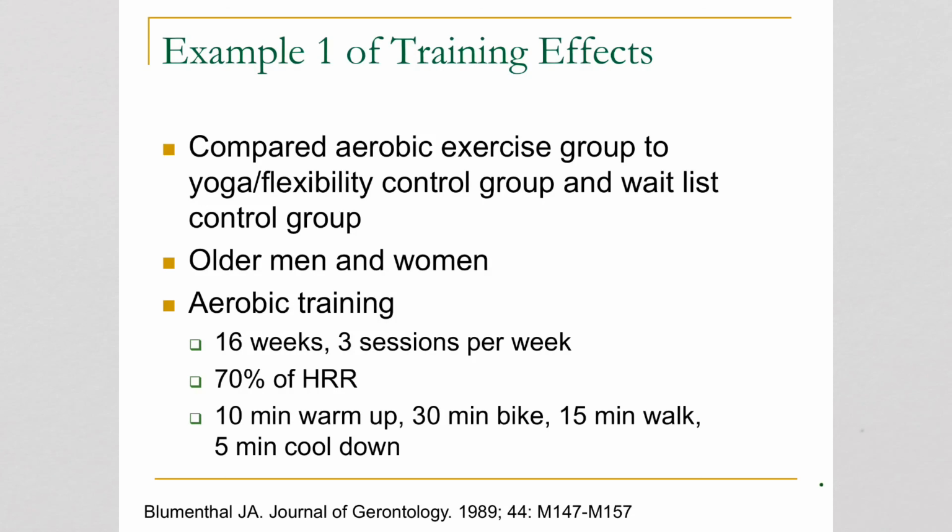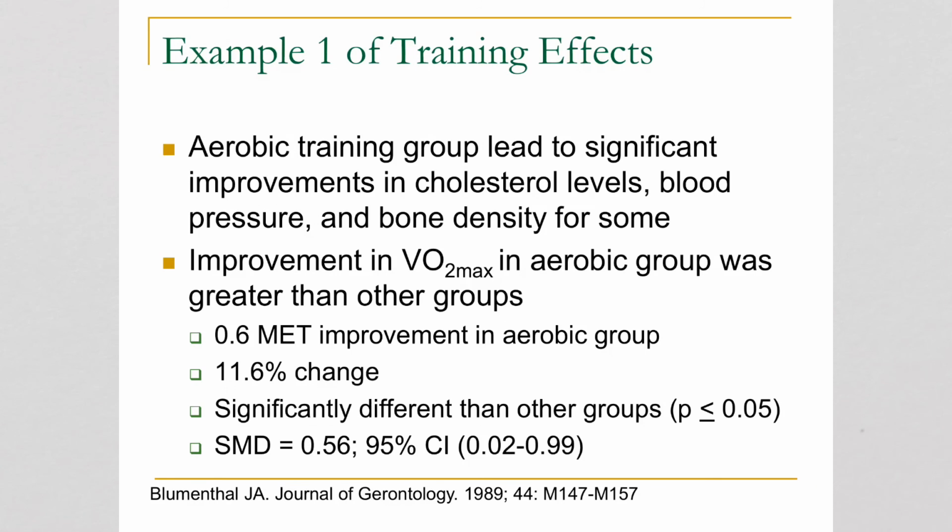You see what the aerobic training looked like, a pretty standard aerobic training improvement. We see that the aerobic training group had improvements in all these different markers of health. Also, their VO2 max went up. So they had about an 11% improvement, a 0.6 MET improvement. And you might ask yourself, is it a clinically meaningful change? Well, if your MET level, your VO2 max, was 4 or 5, and you got it up a little bit higher, yeah, that 0.6 means a lot.